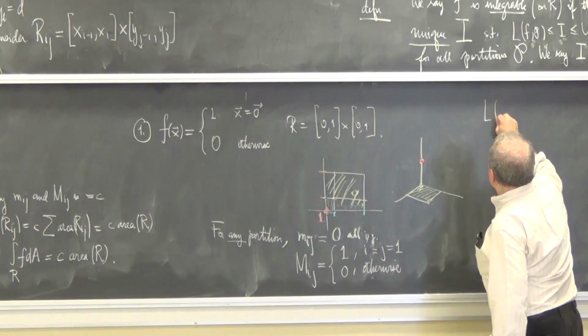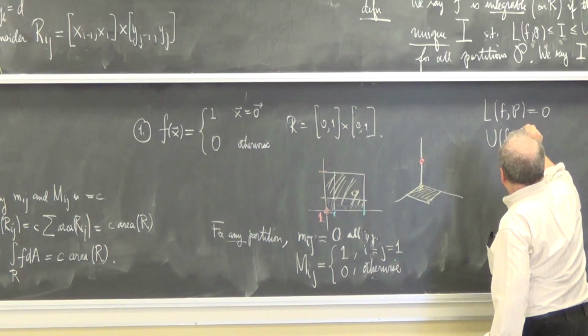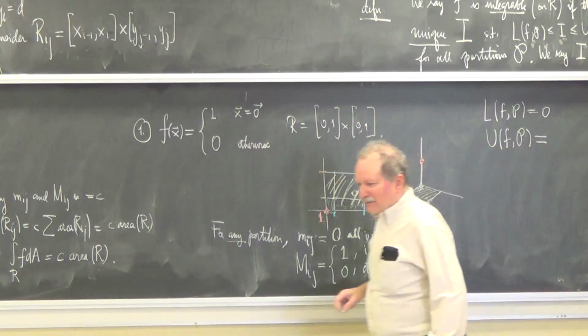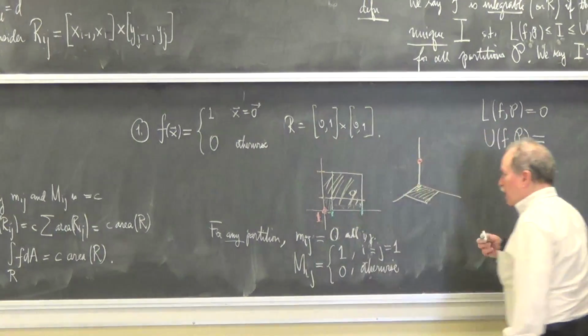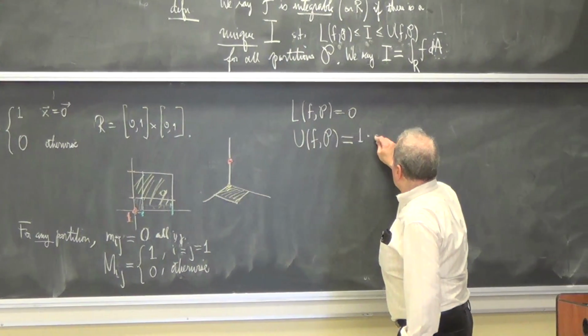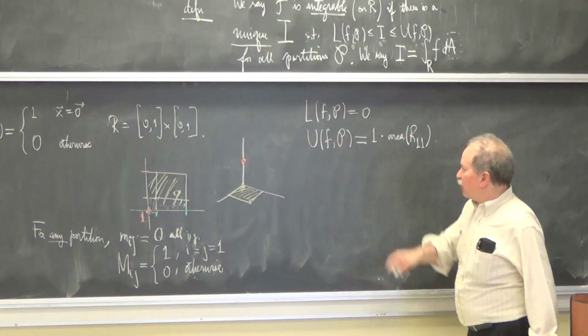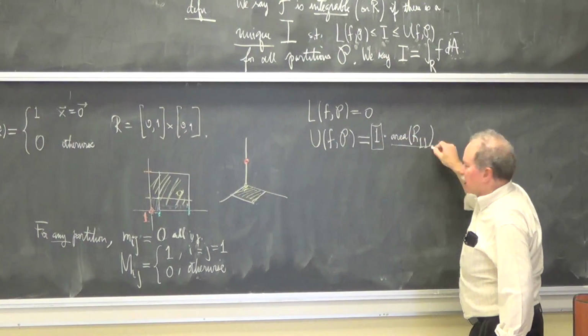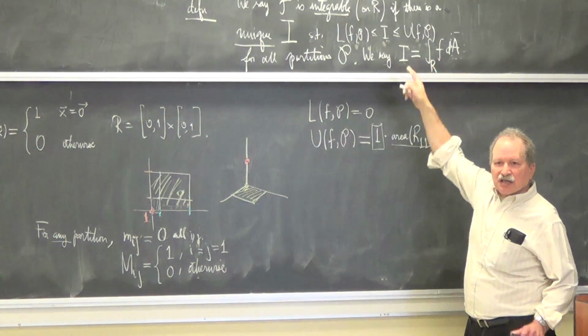So what are the lower sums going to be? 0. And what are the upper sums going to be? No, I want a formula. What is the upper sum of f for any partition? Area of R11. Right, there's the capital Mij, there's the area, and all the other terms in the sum are 0 because the capital M's are 0.